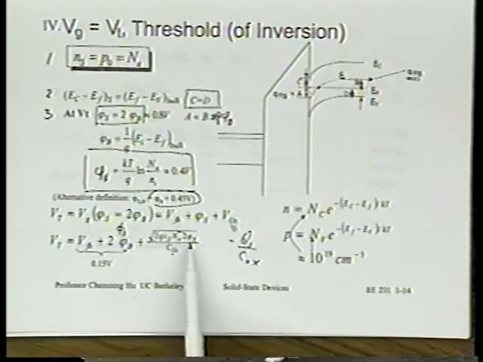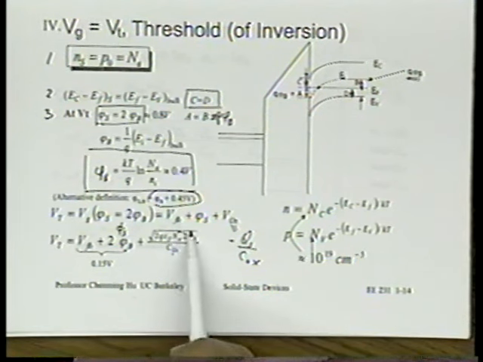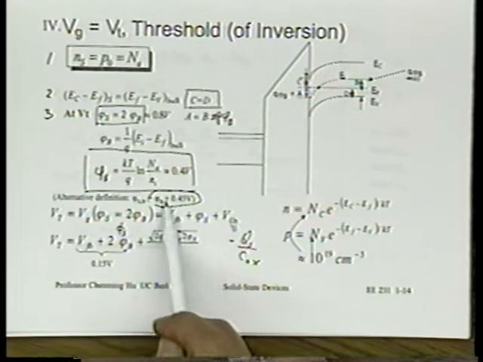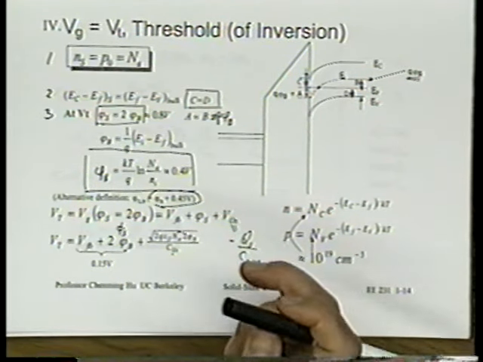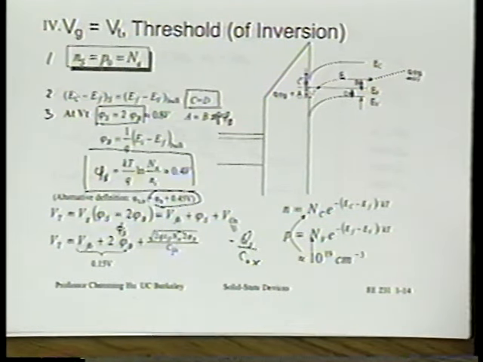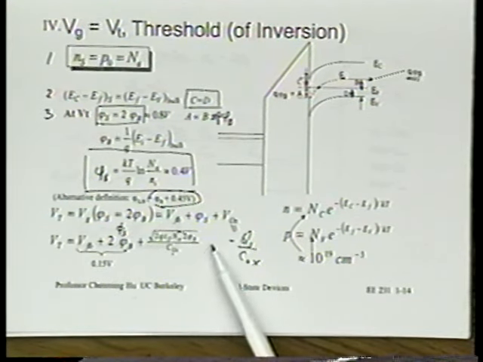It's 2 phi B, is that right? Now if someday you see this 2 phi B is not there, but something that looks like that is there, would you be surprised? I should not be surprised. The question is, we don't know what phi S is at threshold, is that right? Yes? Okay. So this should be a very simple equation to remember.